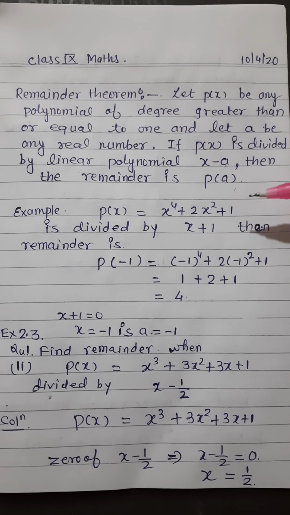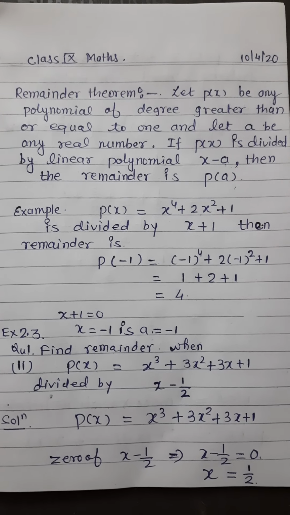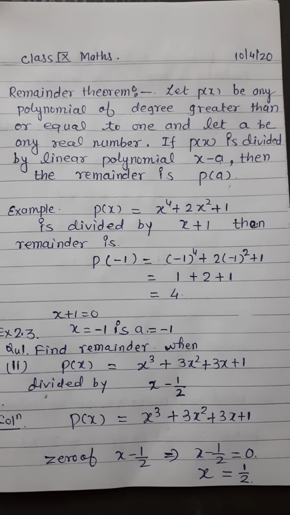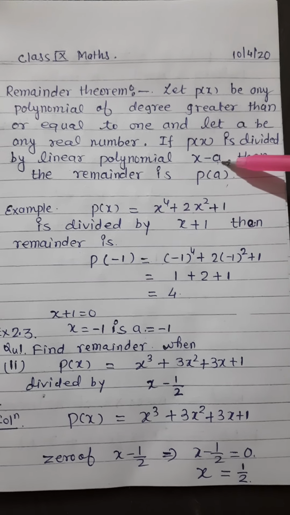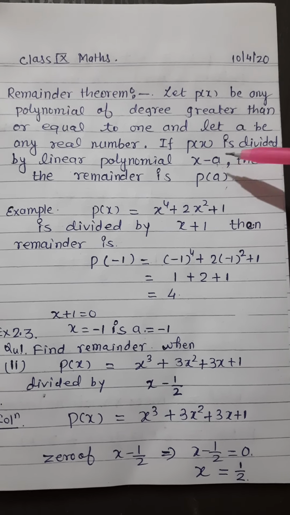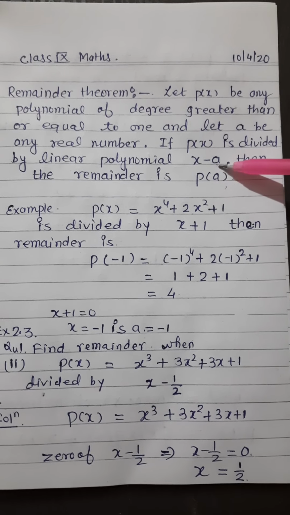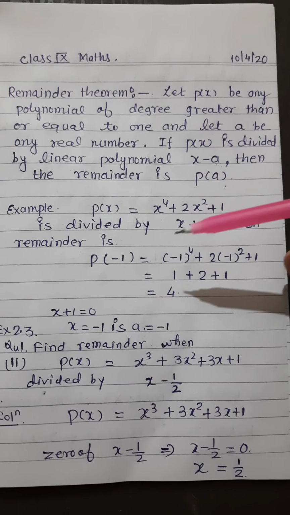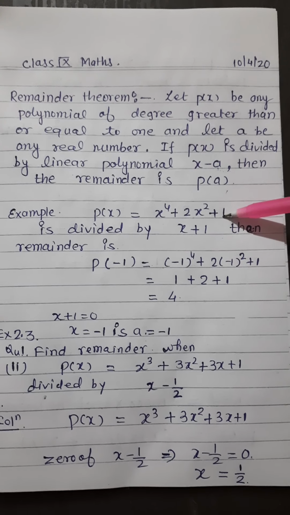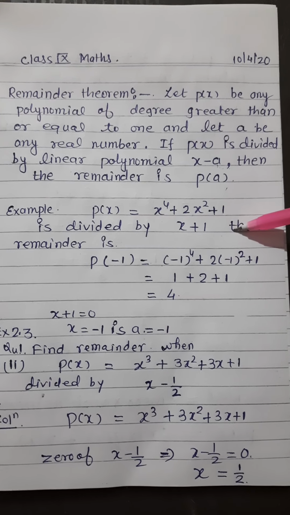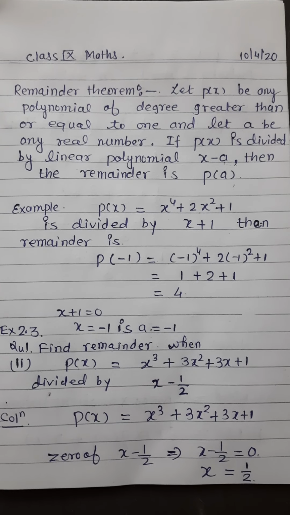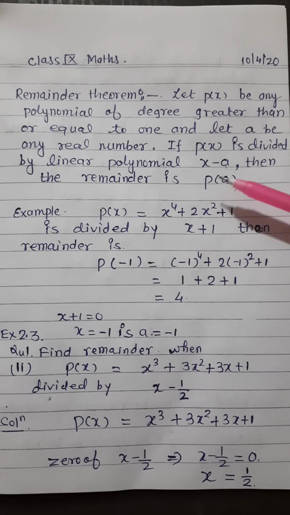So if this polynomial p(x) is divided by any other linear polynomial x minus a, where a is a real number, any number. Say it is divided by x plus a. If p(x) is divided by x plus a, then we have to find the remainder. So what will the remainder be? The remainder will be p(a).